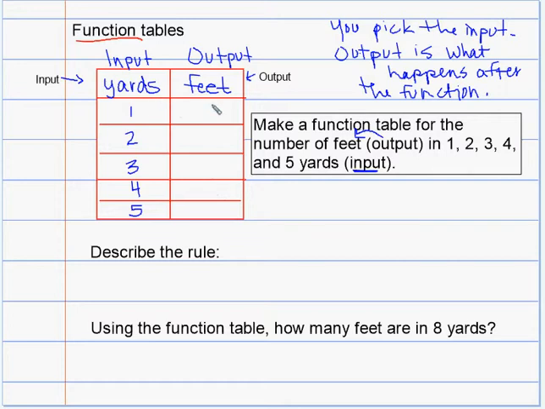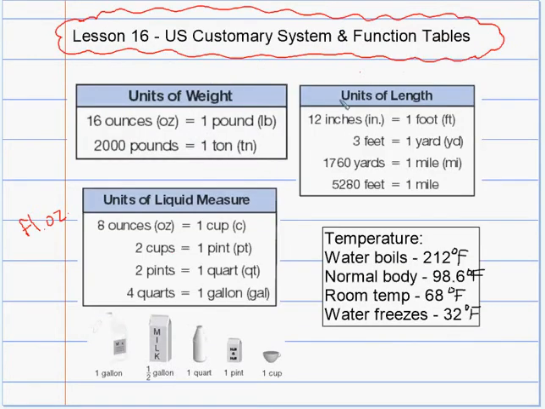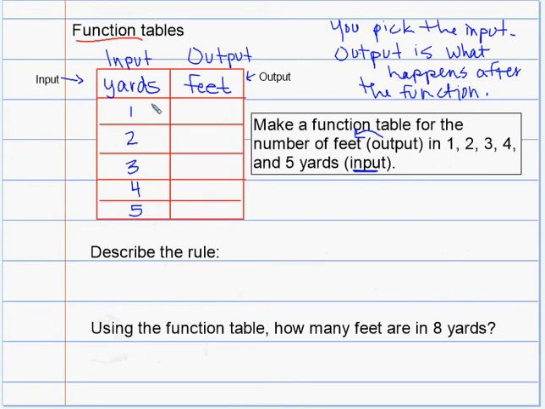Okay, so yards to feet. We need to fill in the output side of the function table. If you don't remember, you look back up at your notes. I'll flip my page back here, and I'm going to find units of length, feet and yards. So 1 yard equals 3 feet. I can use that fact. 1 yard equals 3 feet. Well, then how many feet would be in 2 yards? Well, there'd be 6, and 3 would be 9, 4 would be 12, and 5 would be 15. So we filled in the function table.